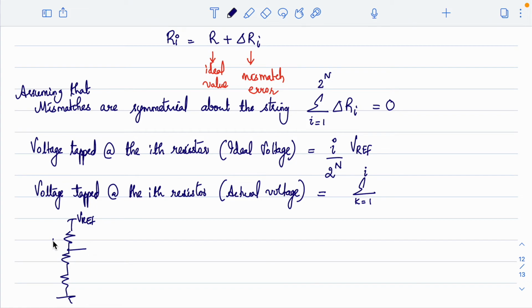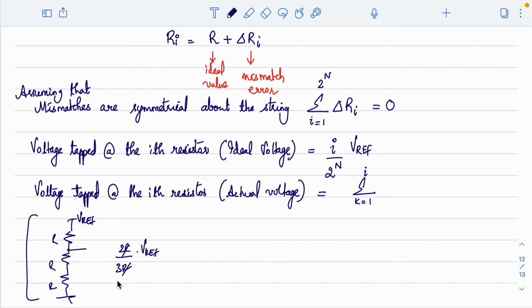What I will do, if all these 3 are R, I will write it as 2R by 3R into VRF. I have just taken a generic example. This is not in relation with any DAC. So this node voltage is 2R divided by 3R into VRF. So in the ideal case, this R and R will get cancelled. So it is just 2 by 3 into VRF.